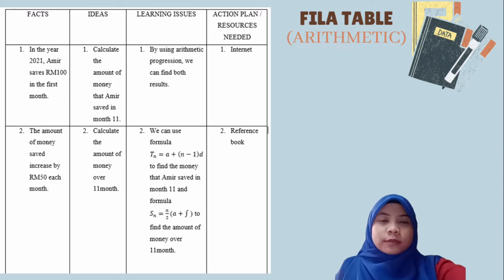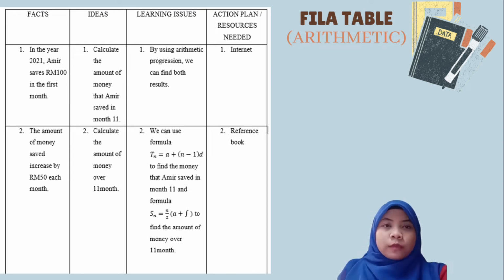Four facts. The first is, in the year 2021, Ahmed saved 100 ringgit in the first month. Number 2, the amount of money saved increased by 50 ringgit each month. For ideas, the first is, calculate the amount of money that Ahmed saved in month 11. Number 2, calculate the amount of money saved over 11 months.